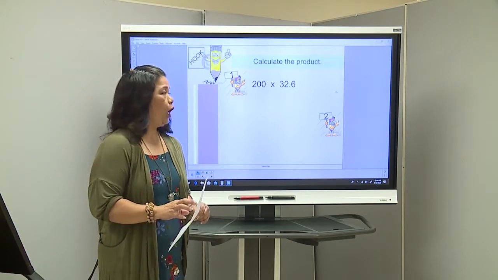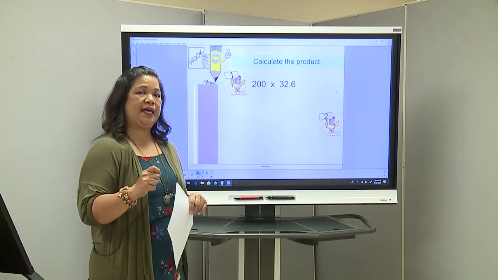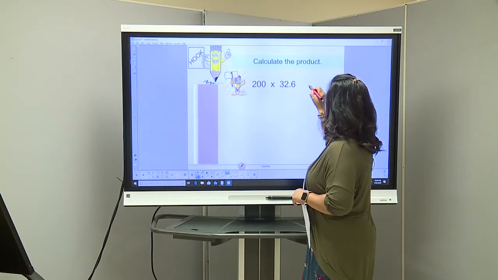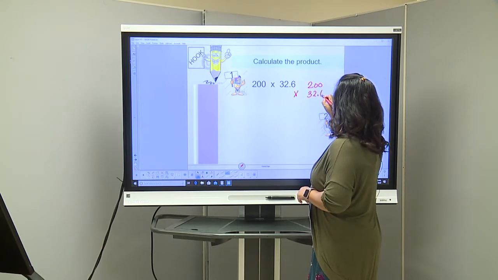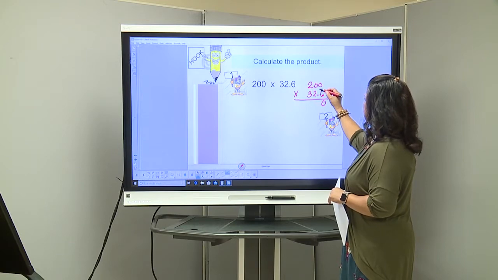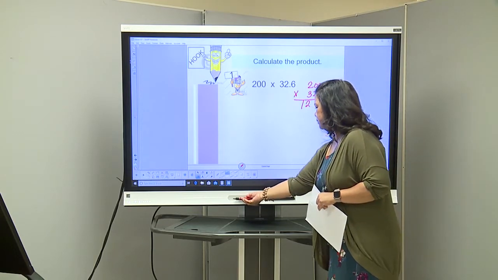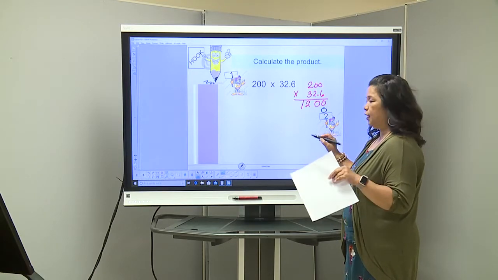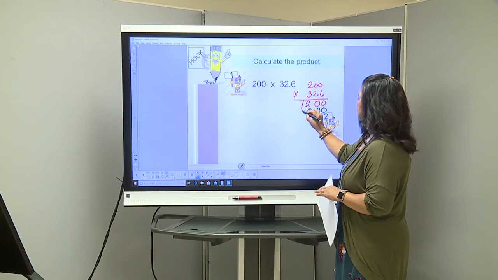Calculate the product. According to this exercise, I want you to calculate the product by using the standard algorithm. So let's do that together. 200 times 32 and 6/10. So standard algorithm, 6 times 0, 0, 6 times 0, 0, 6 times 2, 12. Go to the next one, the 2, placeholder, don't forget that. 2 times 0 is 0, 2 times 0 is 0, 2 times 2 is 4.